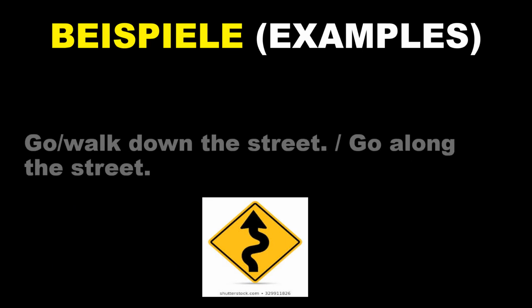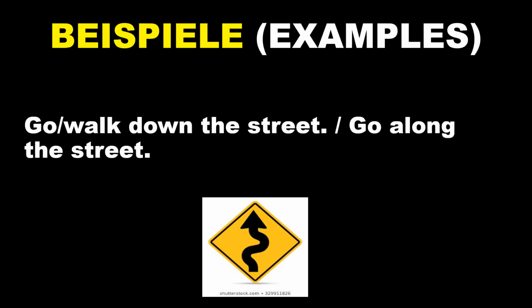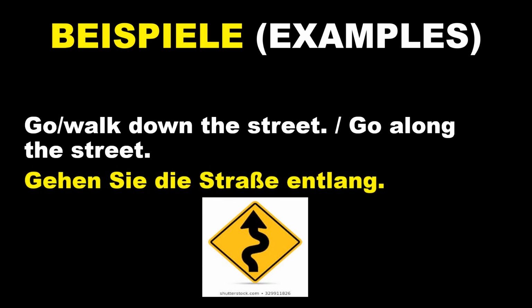Next one is go or walk down the street, or go along the street. When you want to tell the person to follow the road, you don't need to change your route. So go along the street or walk down the street. That is how you will translate it.